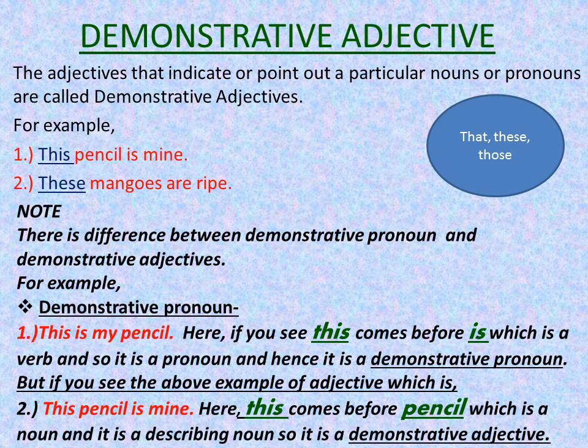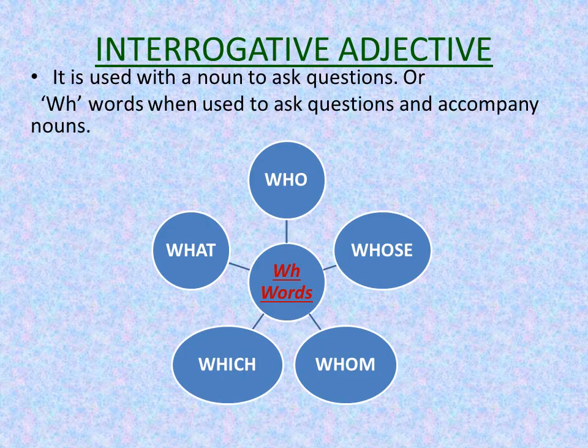The next one is interrogative adjective. It is used with a noun to ask questions, or in simple words, WH words when used to ask questions and accompany nouns. They accompany nouns. That is the main thing. Now what are WH words? WH words are like who, whose, whom, which, what.